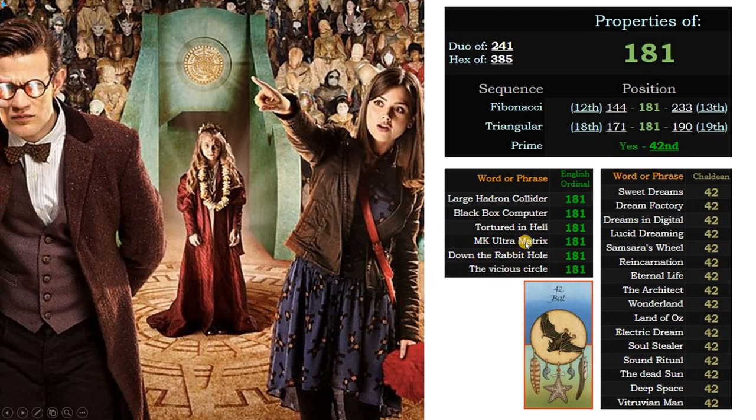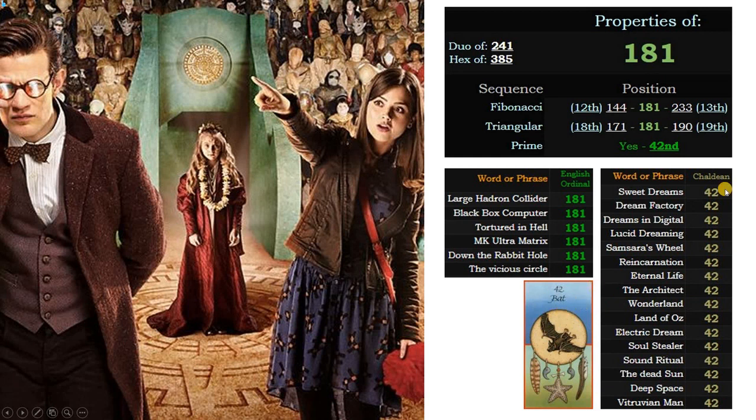So 181 is the 42nd prime number, and this is linked to the bat medicine card, and the bat is upside down, showing that we are in an upside down reality. Just like Alice, after falling down the rabbit hole, she found herself in Wonderland that is an inverted reality.